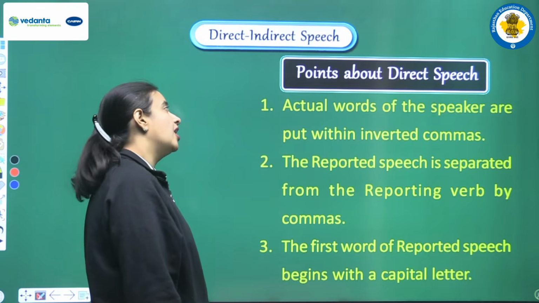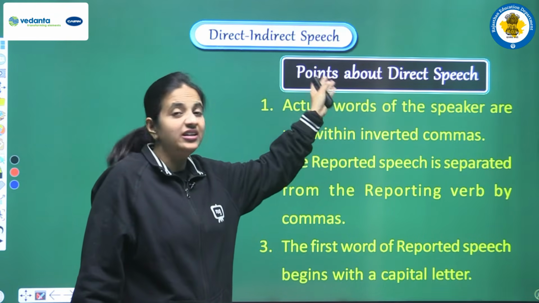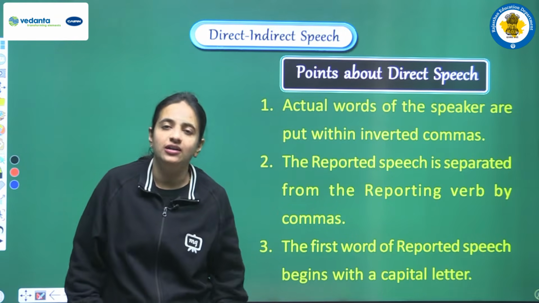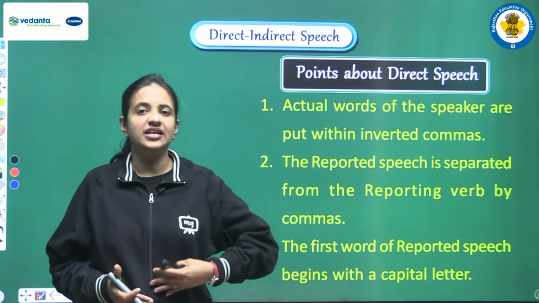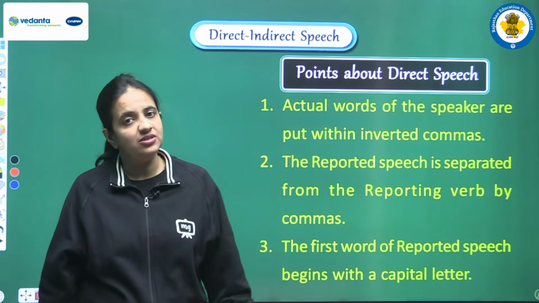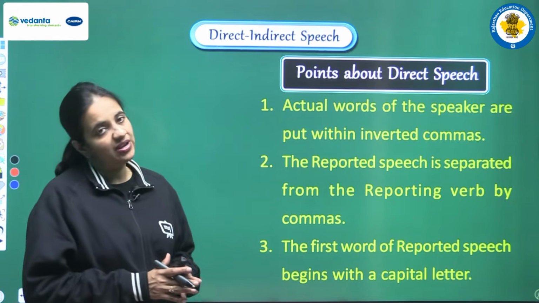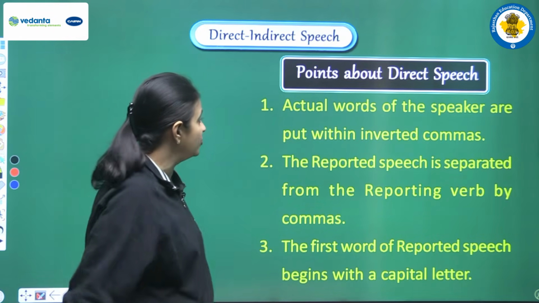Next, moving on, now we are having some of the important points that are related with direct speech, and after reading all these points, we will ultimately have a very clear understanding, because we have seen some examples also, and we have seen all the different parts of direct speech. So now we are having some more important points here. Let's read the first one.